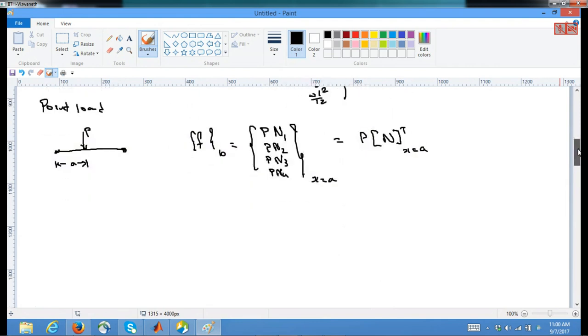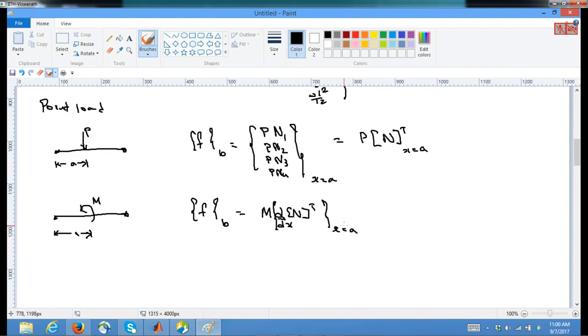And then we have a concentrated moment, located at A. Then we showed that for this the loading would be M into d by dx of N transpose evaluated at X equals A. So this is what we have developed in the previous class.